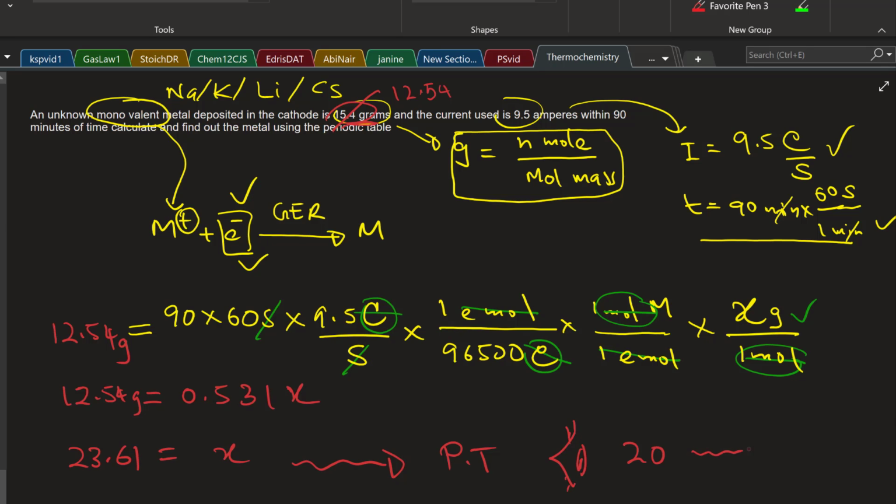The closest one you can find, look in the periodic table between 20 and 25. The closest one is 22.99, which is sodium. So the metal has to be sodium then, right? Okay, thank you.